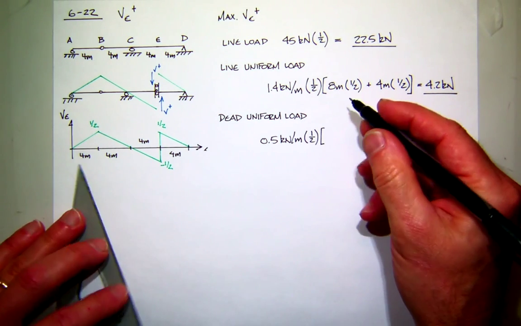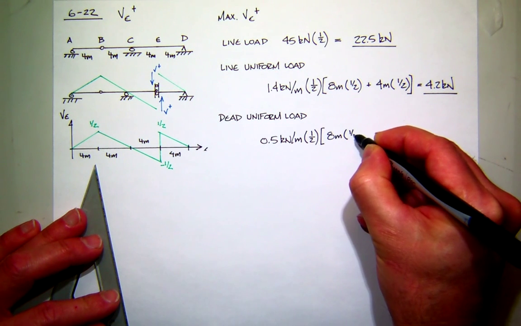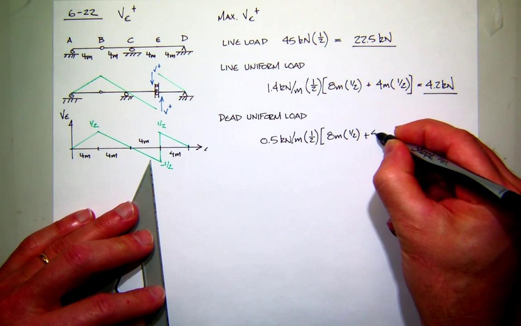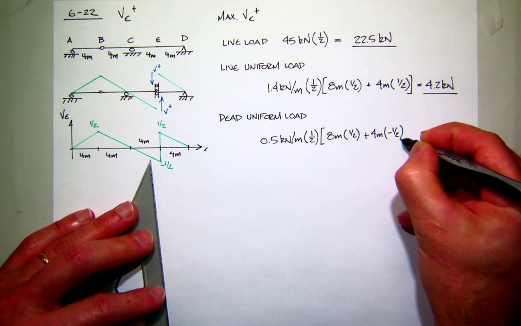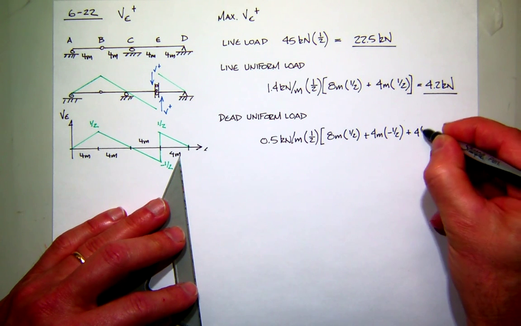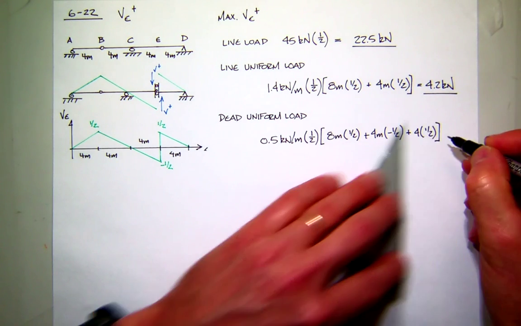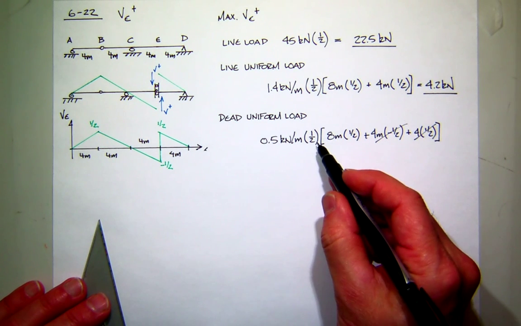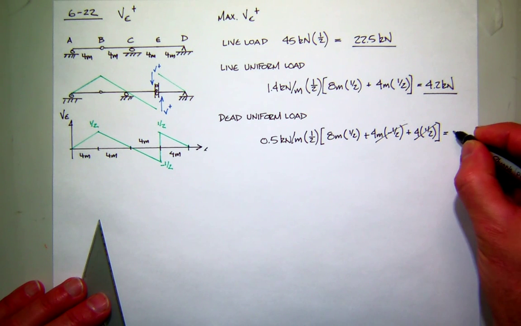So the first one is going to be a base of 8 and a height of 1/2. The second one is going to be a base of 4 and a height of minus 1/2. The next one will be a base of 4 and a height of positive 1/2. So these two cancel out. So I've got 4 divided by 2 is 2. That looks like 1, right? So that's just 1 kilonewton.